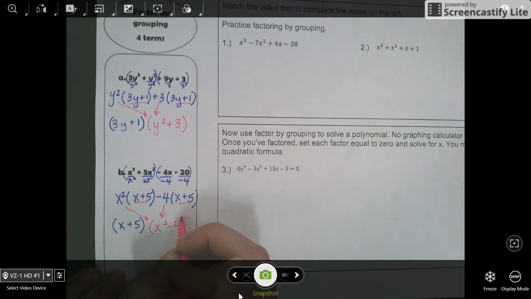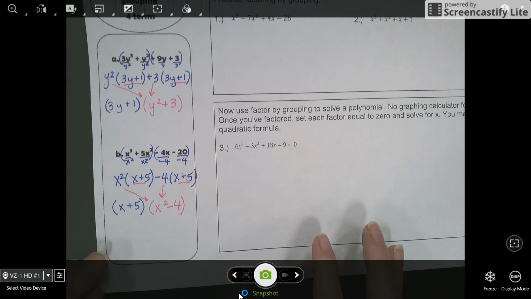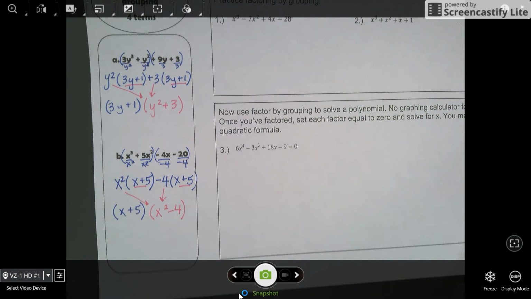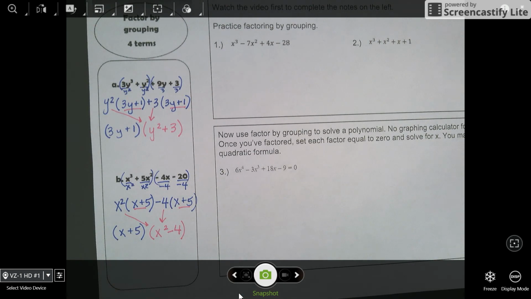Now, x squared minus 4 is actually factorable, but for our purposes, because you're going to end up solving with it, I'm not going to make you factor that, because you naturally would just set that equal to 0 and solve for it anyway. So your job now is to do the practice problems and then have your teacher check them.